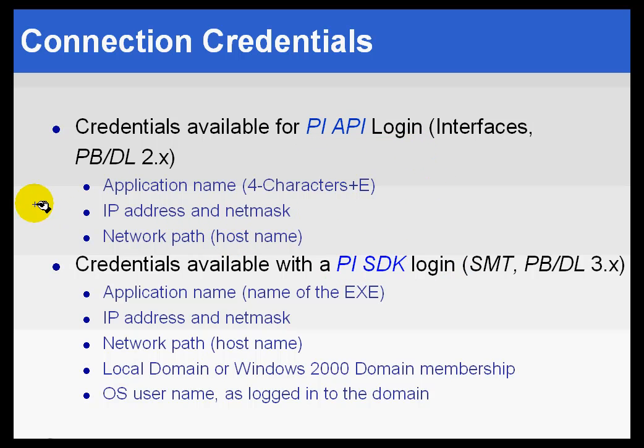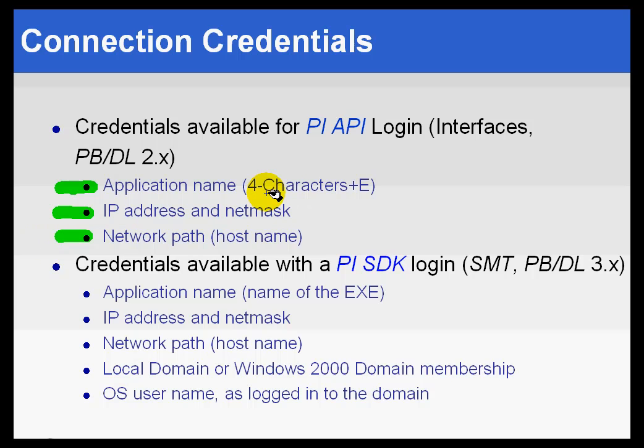So to make a long story short, if you've got an API-based application, like for example an interface, most interfaces are API-based in one degree or another, or a copy of Process Book or Data Link from before version 3, anything 2.x or 1.x, those are using an API-based connection. The connection credentials we get from those applications consist of three things: the name of the application, the IP address and the net mask, and then the network path, which is basically the host name, either the local name or the fully qualified name, joepc.osisoft.com.